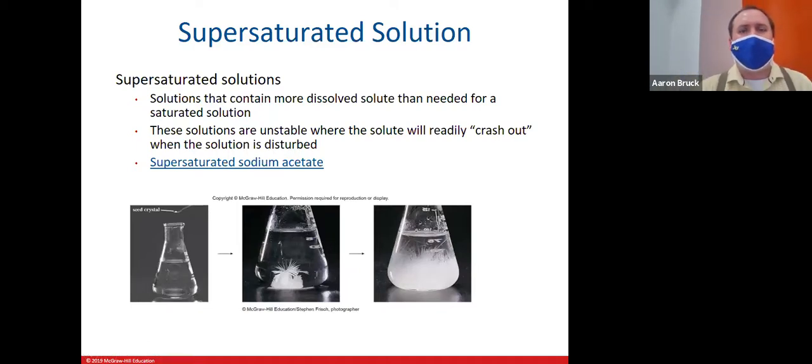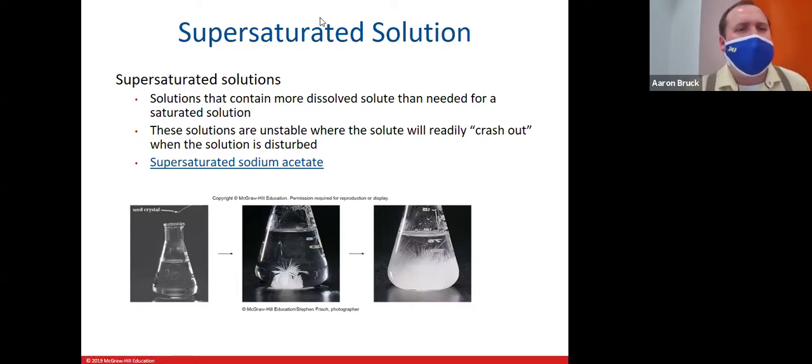We see this solution that is stable so long as it is undisturbed. We call that condition metastability. So it's metastable. It looks stable, acts stable, but you give it just a little bit of a bump, a little bit of a push, and it shows just how unstable it actually truly is. So that's supersaturation.